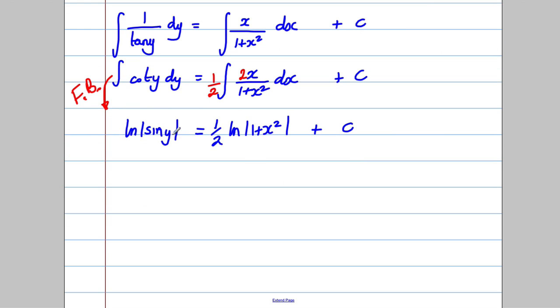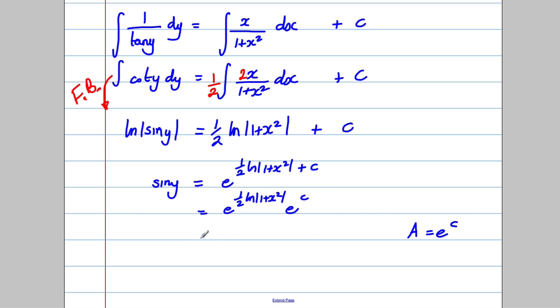That's the general solution. If I want to make y the subject of the formula, let's have a go at doing that. We're going to take exponentials of both sides. So sine y would be equal to e to the half ln 1 plus x squared plus c, which I can write as e to the half ln 1 plus x squared multiplied by e to the c. I could call e to the c a different constant like a, so this is a e to the half ln 1 plus x squared.